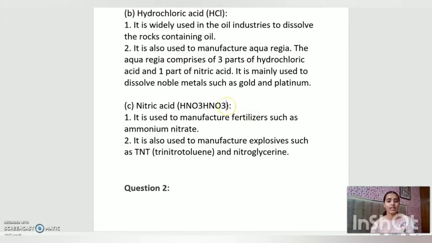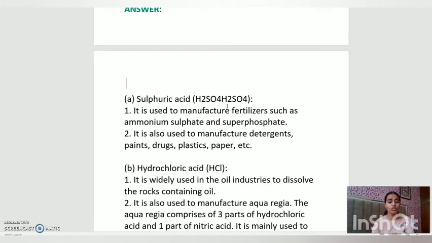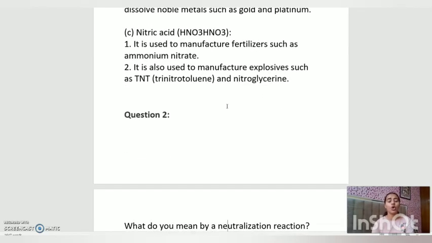See here again, it is repeated 2 times, student. I am saying again, it is written 2 times, right? Here also, student, H2SO4 is written 2 times. The formula of sulfuric acid is only H2SO4, not 2 times. Nitric acid is HNO3, not 2 times. Please correct this in your notebook, students, right?